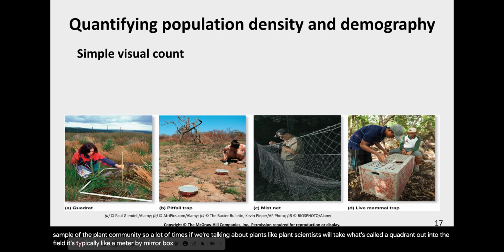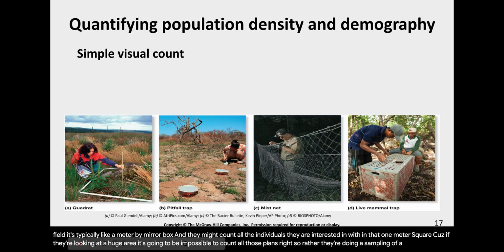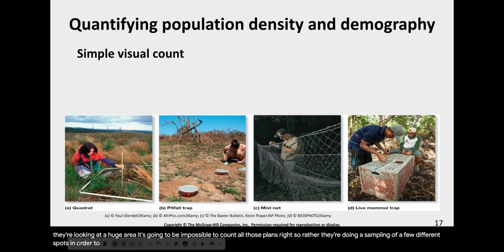They place it down on the ground, and they might count all the individuals they are interested in within that 1 meter square. Now they use this quadrat because if they're looking at a huge area, it's going to be impossible to count all those plants. So rather they're sampling a few different spots in order to infer what this population looks like. Now plants don't move. We can go out, put down a plot, and count what's in there. They're not going to move out of that plot while we're taking our measurements.